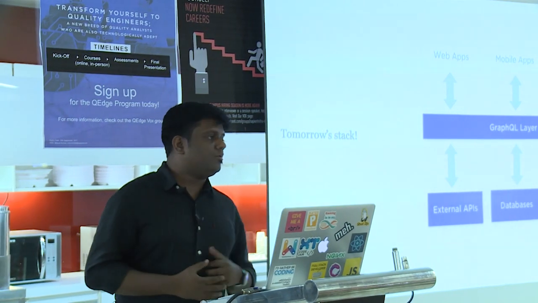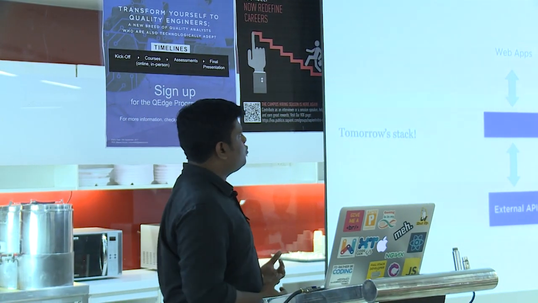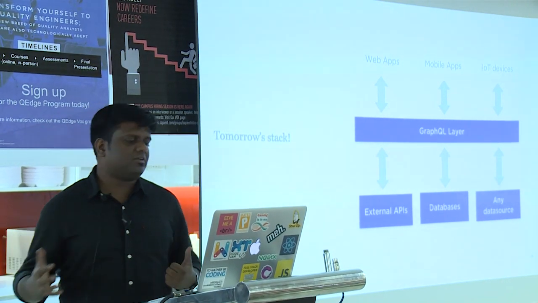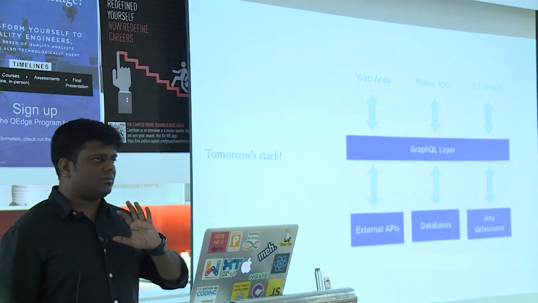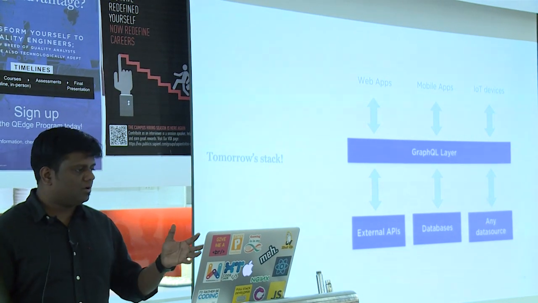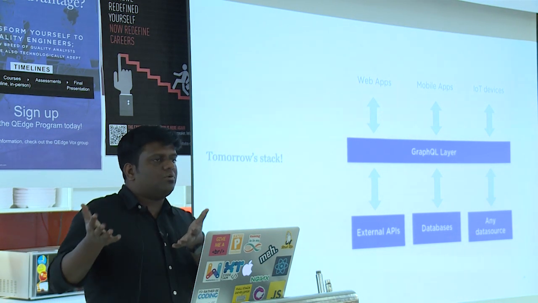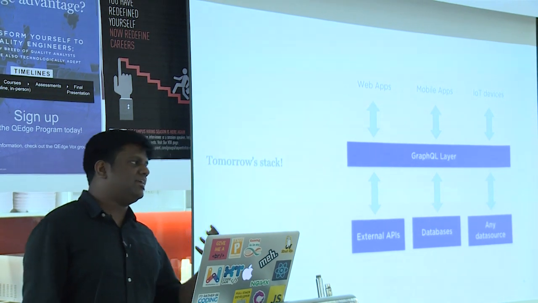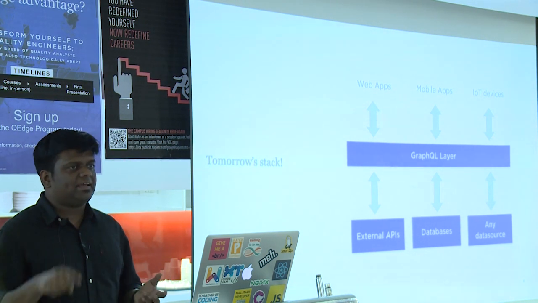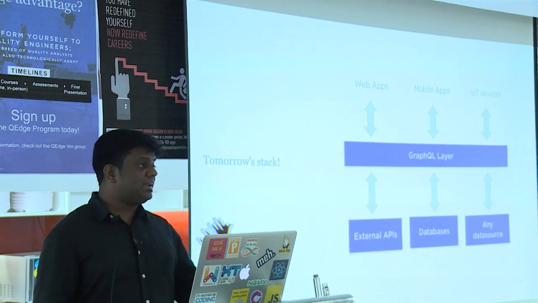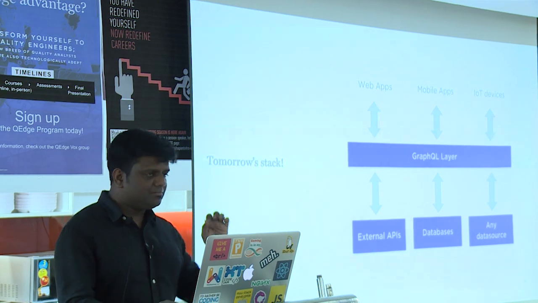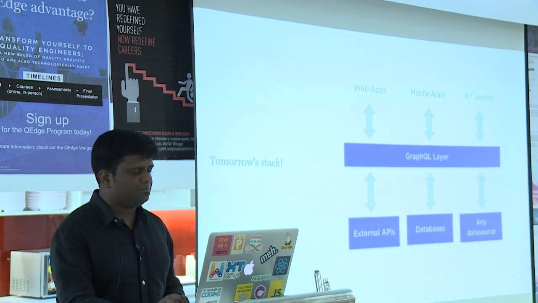So if you look at tomorrow's stack, you have a GraphQL layer on top of your different endpoints, the different databases, the different external APIs that you have. You can do any kind of operation within GraphQL. Each field that you request has its own resolver in GraphQL, and that can hit an API endpoint or it can hit a database to fetch that data for you, and that entire implementation is abstracted out so that the client does not have to care about how the data is being fetched and where it's fetched from, but you'll get the exact data that you requested.